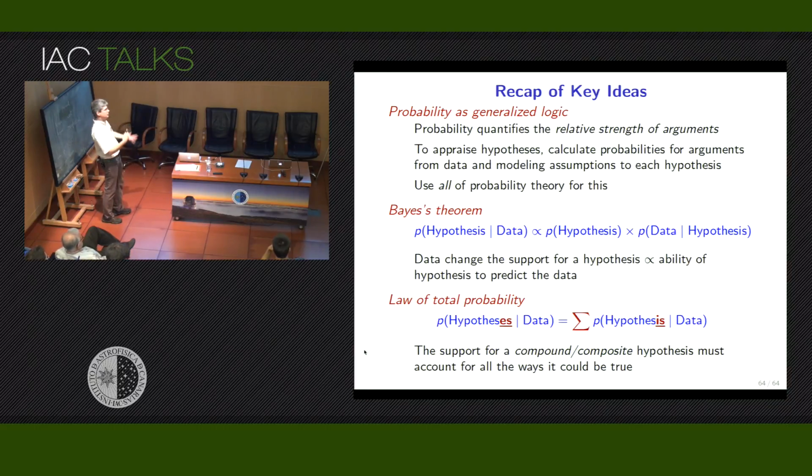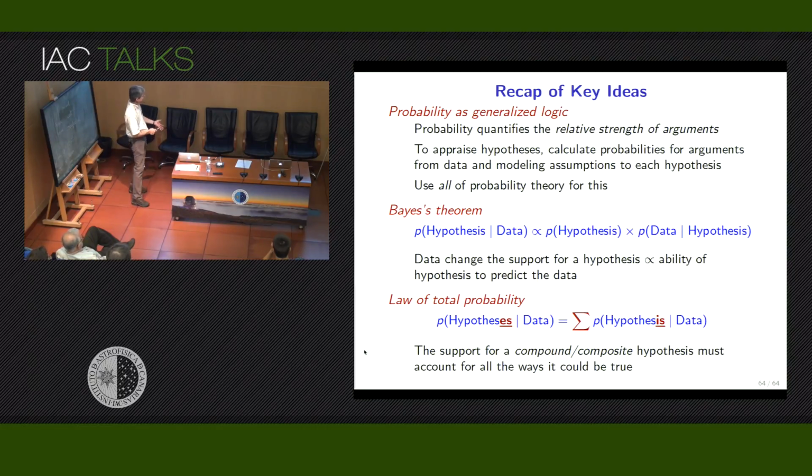Probability is looked at as a generalization of logic from the Bayesian point of view. It measures the relative strengths of arguments to different hypotheses. It uses all of probability theory, not just Bayes' theorem. So it's called Bayesian inference after Bayes' theorem, but I hope you got the point already that it's not just about or even primarily about Bayes' theorem. In terms of your codes, it's primarily about the law of total probability, actually. And then the two most non-trivial important theorems are Bayes' theorem, posterior proportional to prior times likelihood. It says that the data change the support of a hypothesis proportional to their ability to predict the hypothesis. Completely reasonable idea. And then there's the law of total probability.